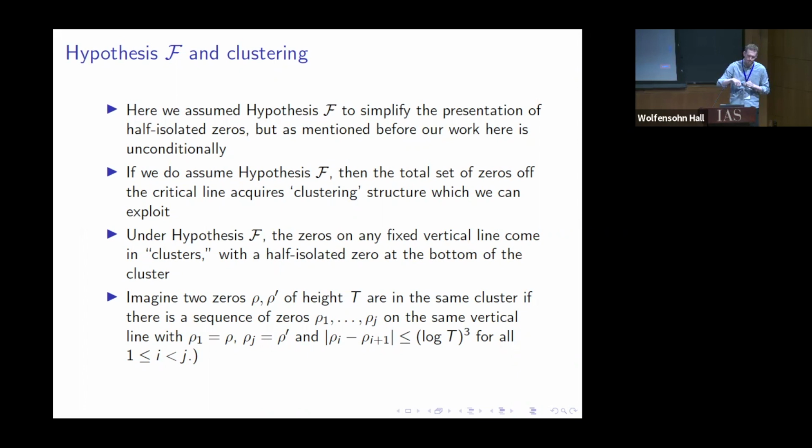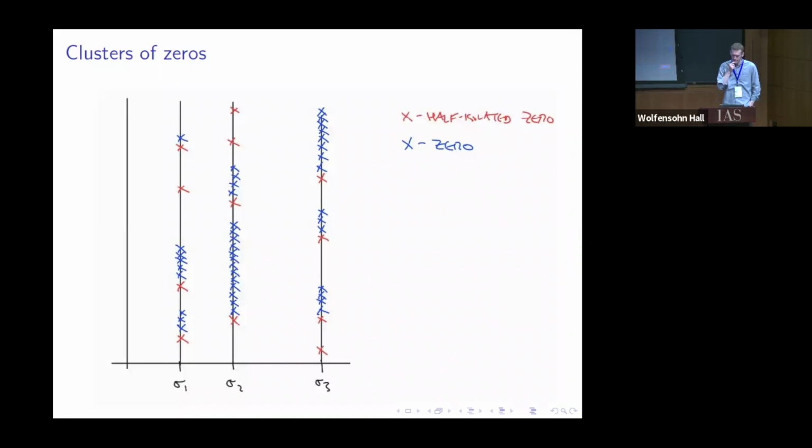Okay, so there's some way you can make this precise and technical, and you can put all the zeros on a line into a cluster. So let's look at a picture here. This is supposed to somehow represent clusters of zeros on different lines. The red X's will be half isolated zeros. Again, these are zeros that have a large gap underneath them, but they're allowed to have zeros above them. And then the blue X's are just any other kind of zero that live on these lines. Okay, and this is somehow supposed to convince you that zeros are going to cluster, and it can be fairly arbitrary what they're doing, but the main point is that clusters will always have a half isolated zero at the bottom, and we can use this.